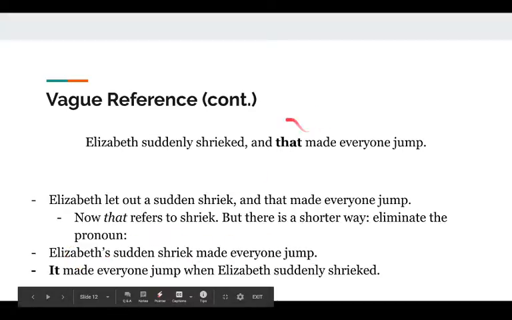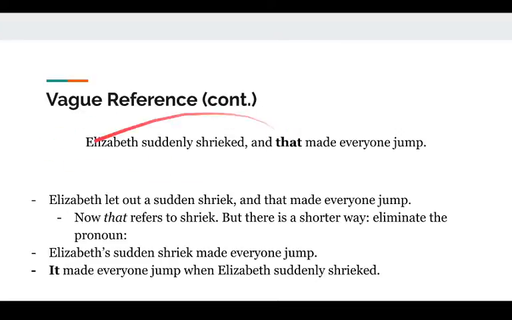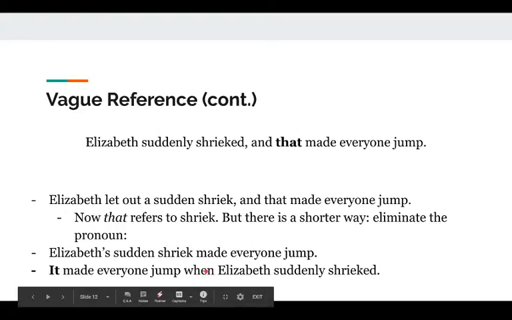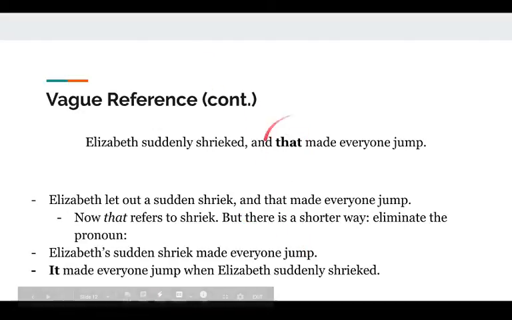It's very clear that instead of having that, we don't know if that is referring to Elizabeth suddenly shrieked, but it makes more sense and it's more forward to have it as Elizabeth's sudden shriek made everyone jump. Or it made everyone jump when Elizabeth suddenly shrieked. So we know what the it is referring to in this sentence, but I personally prefer this first sentence. I think it's the shortest and most concise, but it gets the point across that Elizabeth's shriek made everyone jump instead of having some filler words that we don't exactly need and again cause a vague reference.